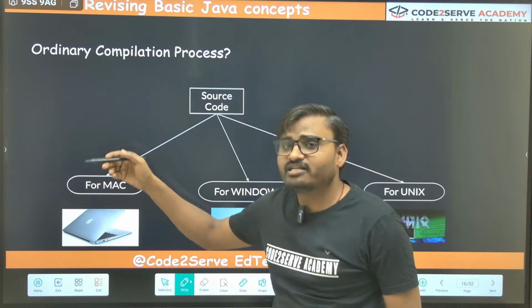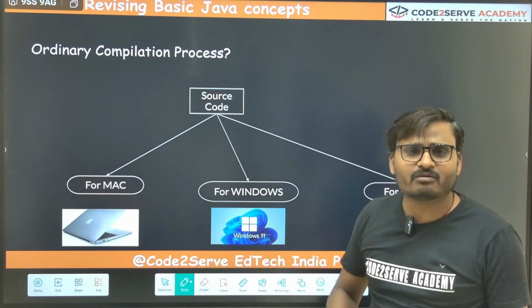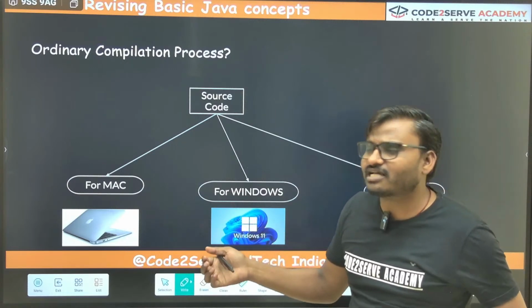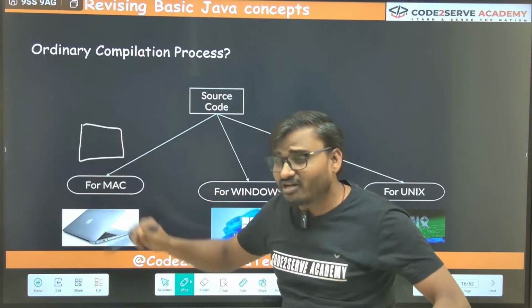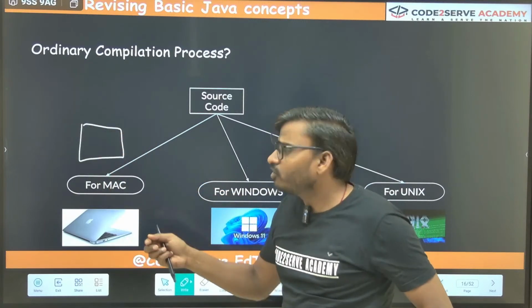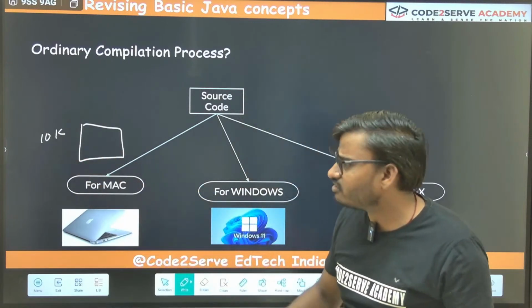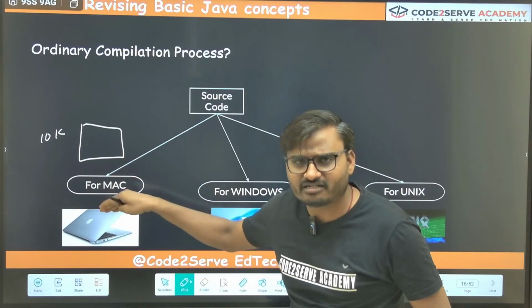Suppose you are designing some applications, like BlueJ, an application where you write the code, right? Similarly, take an example. If you want to design a BlueJ for Mac that will run on Mac, then what you have to do? You have to write at least 10K or 20K or 50K lines in the particular language. Which language? The one Mac understands, right?